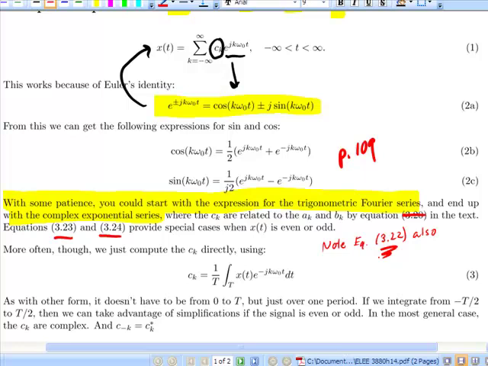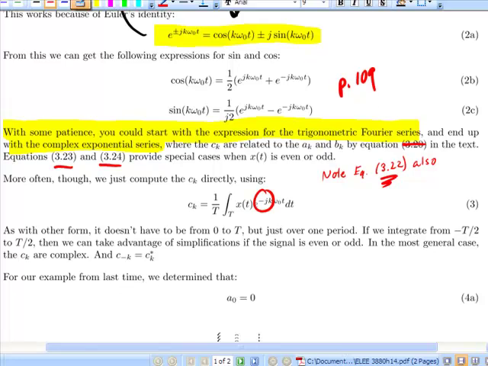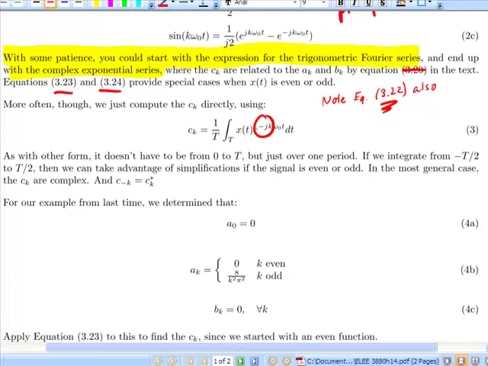By the way, the CK are generally complex. Remember, we have this j in here, so you are going to, in general, get a complex number. And C minus K and CK are just related by the complex conjugate.